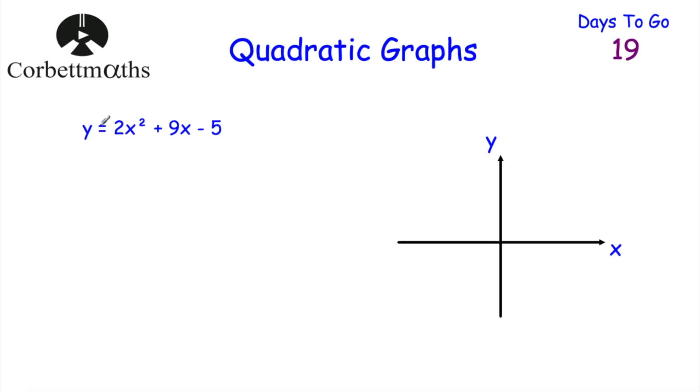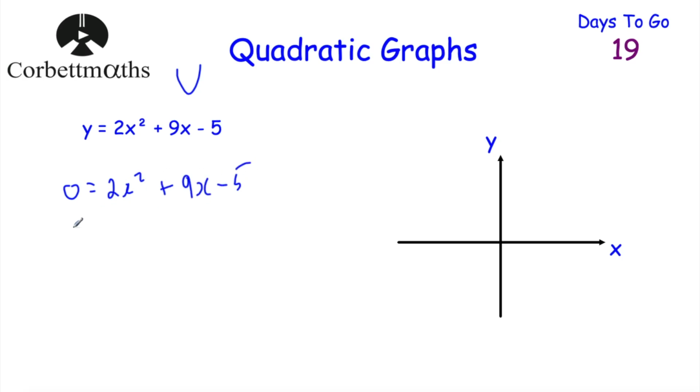So can you sketch y equals 2x squared plus 9x minus 5? Okay, so if I wanted to sketch this, the first thing I would do is consider its shape, and it's positive x squared, so it's going to be a u-shaped parabola. Now let's find where it crosses the x-axis. So if we want to find where it crosses the x-axis, we let y equal 0, so we get 0 equals 2x squared plus 9x minus 5.